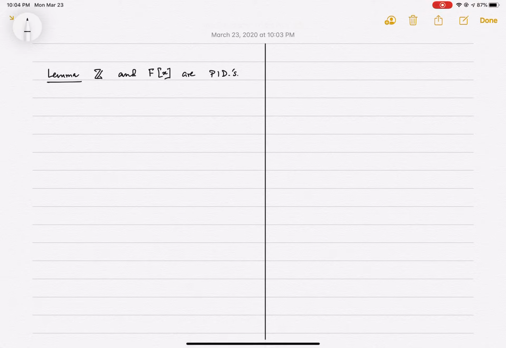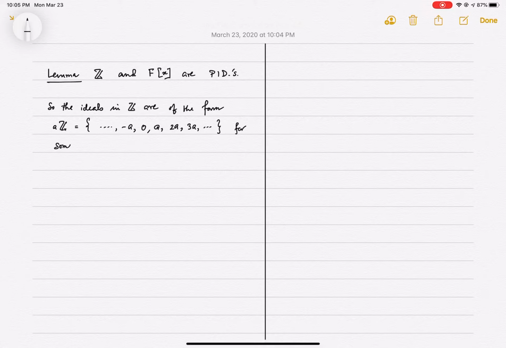For example, the ideals in Z are all of the form A times Z. By that I mean the set 0, A, 2A, minus A, etc. for some A in Z. Of course if you take minus 3 here and 3 here, you'll get the same thing. All multiples of minus 3 is the same as all multiples of 3, so I could just say non-negative integers. Okay. So these are all the ideals.